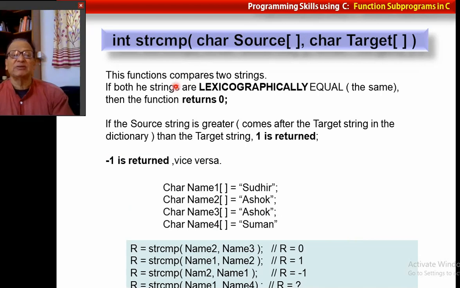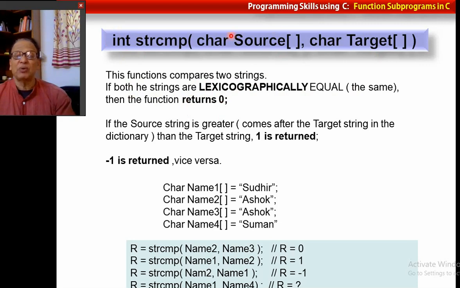With that, we go to the next very important string function called strcmp, string compare. That means it compares these two strings. Now, what do I mean by compare? Compare means it will find out whether the first string comes before the target string in the dictionary, or the first string comes after the target string in the dictionary. So this function compares two strings. If both strings are lexicographically equal, that means if it is Ashok, Ashok, Denzel, Denzel, or Rohit, Rohit, then it is going to return 0. As you see, the return value is integer.